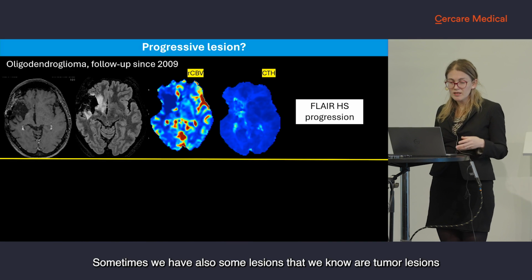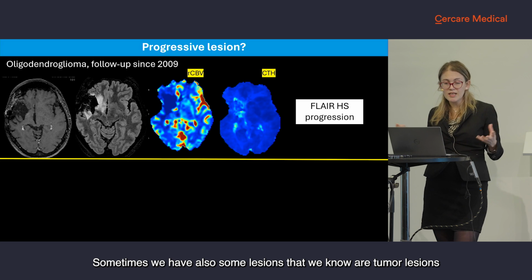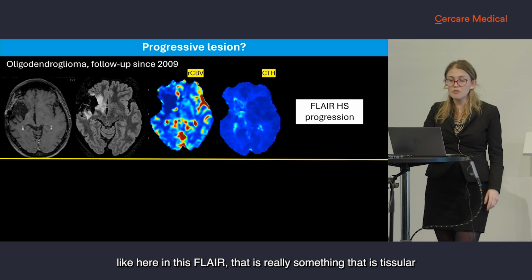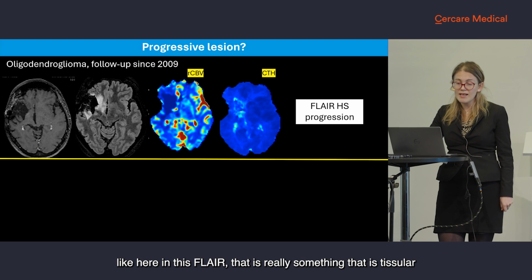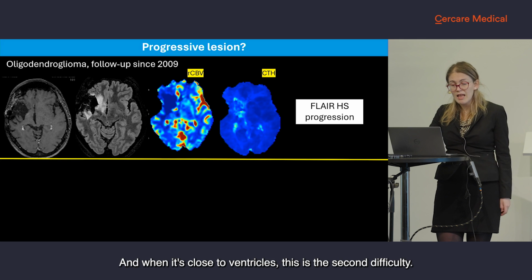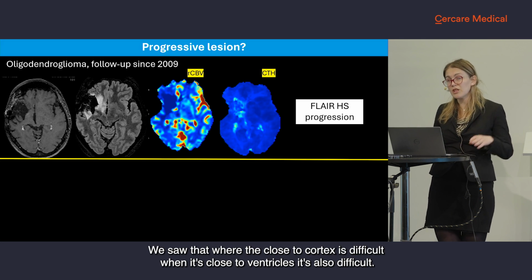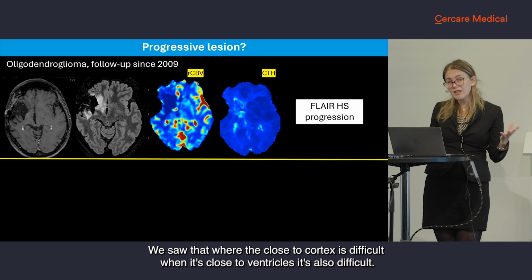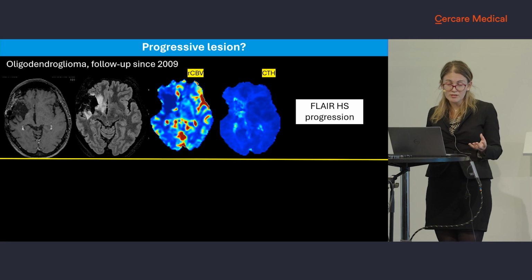More than sometimes we also have lesions that we know are tumor lesions, like here in this FLAIR. There is really something that is tissular. But we want to know if it is actually a progressive lesion or not. And when it's close to the ventricles, this is the second difficulty. We saw that when it's close to the cortex, it's difficult. When it's close to the ventricles, it's also difficult.